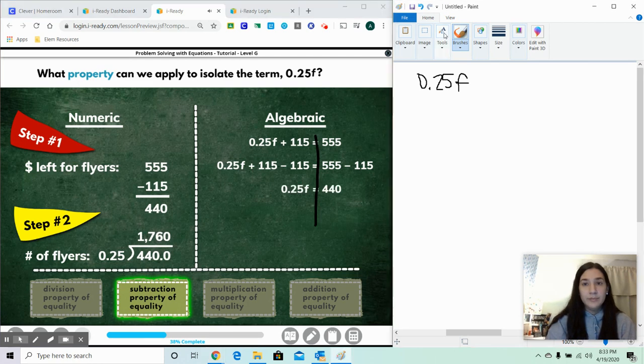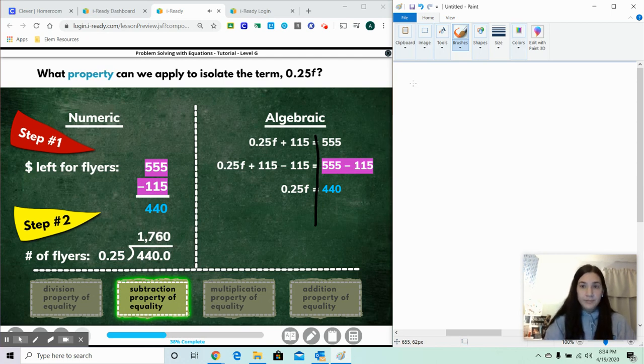Now we have 25/100 f equals 440. This seems oddly familiar. When we subtracted 115 from the left side, we isolated 25/100 f. And look at the right side. We subtracted 115 from 555 to get 440. That's what we did numerically too. That's pretty interesting, but we're not done yet.